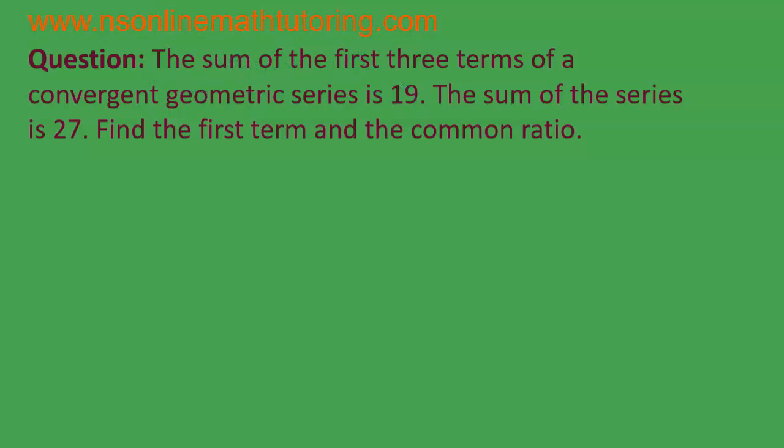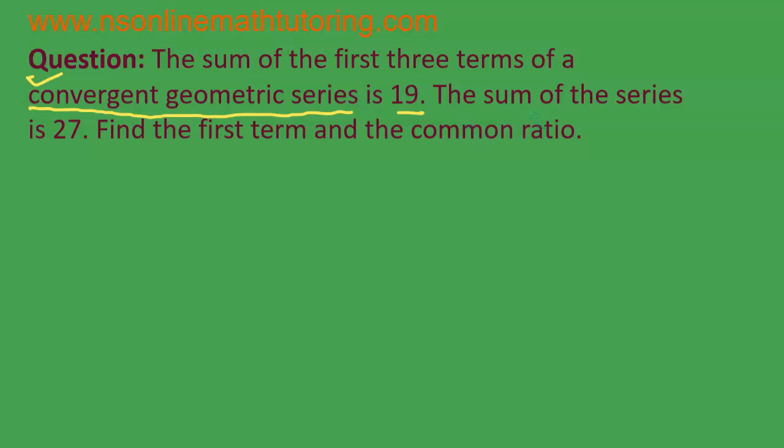The sum of the first 3 terms of a convergent geometric series is 19. What do we mean by this? Convergent geometric series means it is an infinite geometric series and the common ratio of this series is lying between -1 and +1 but is not equal to 0. The common ratio R is greater than -1 but less than +1 and is not equal to 0.